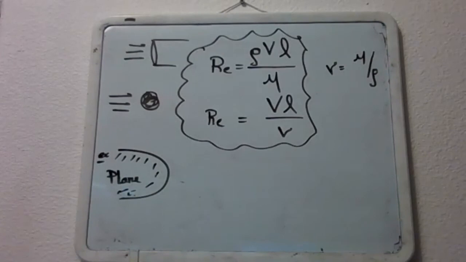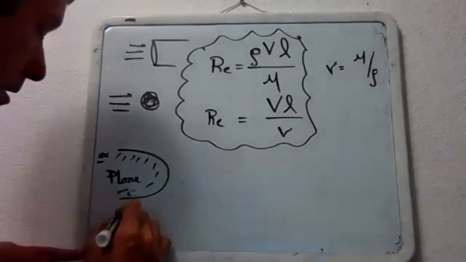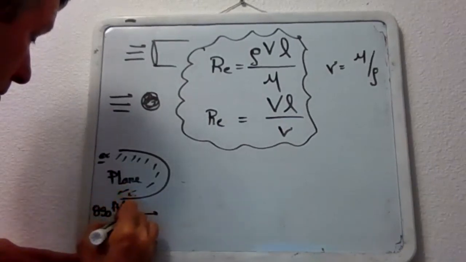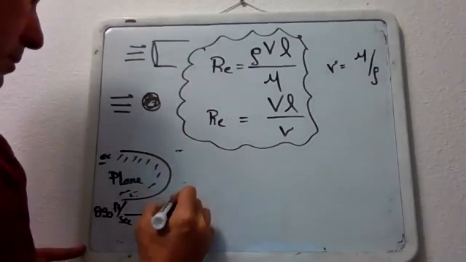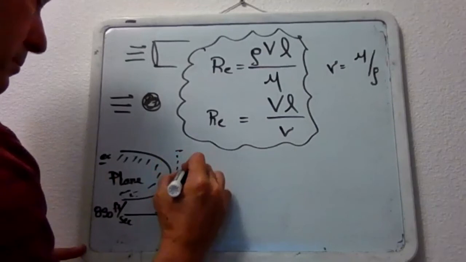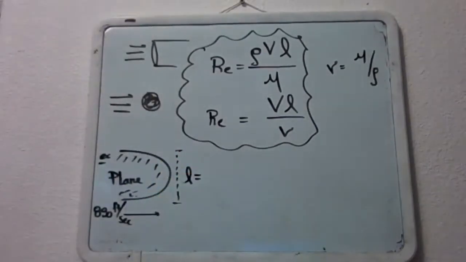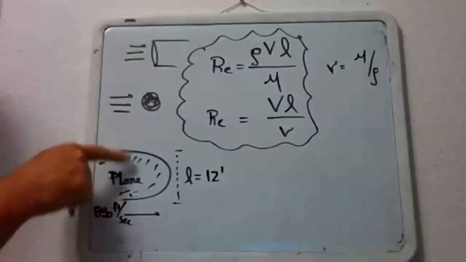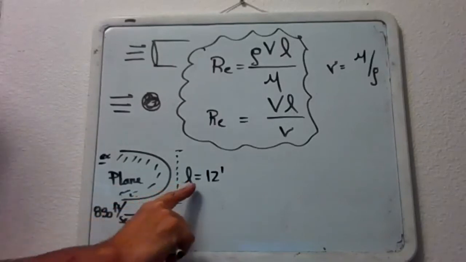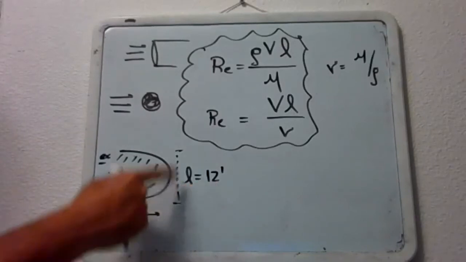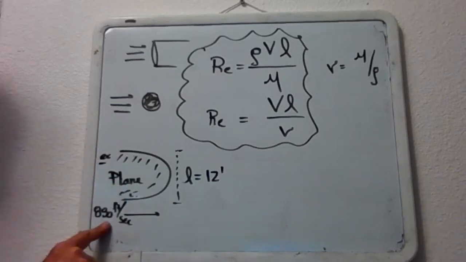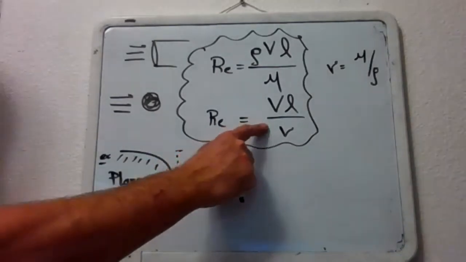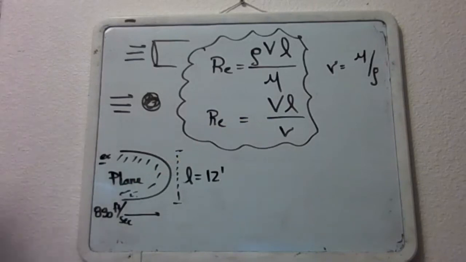We're going to make this easy. We've got a smaller plane, still a big plane. The height of its nose area is 12 feet. This height is the characteristic length for this situation. It's going 880 feet per second. Let's figure out the Reynolds number, in units. We can do it in 1 minute, particularly if we use this equation because it's faster. Go for it.